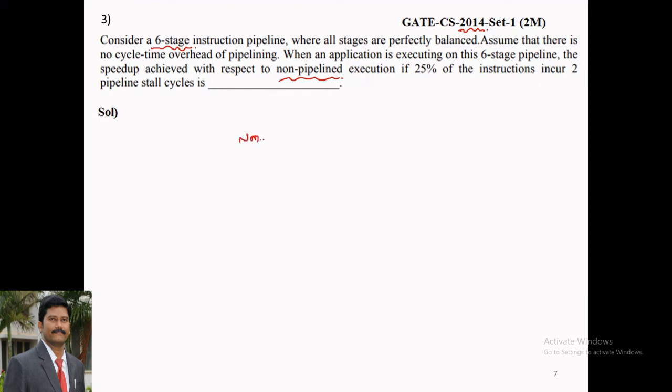Now, in non-pipeline, the time taken to execute one instruction equals how many clock cycles? Generally it is a 6 stage pipeline. You assume each stage will take 1 clock cycle. Now it is 6 clock cycles, 6 clocks.